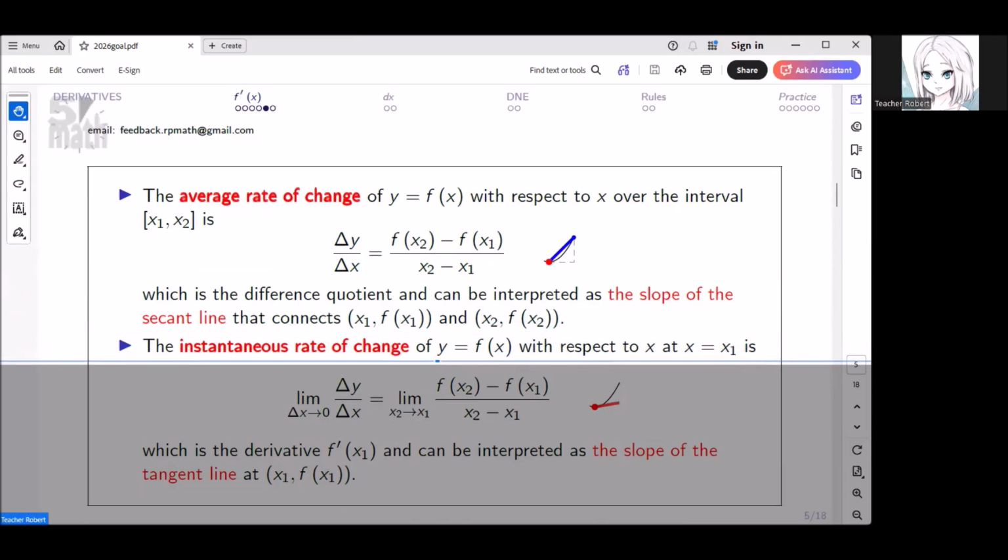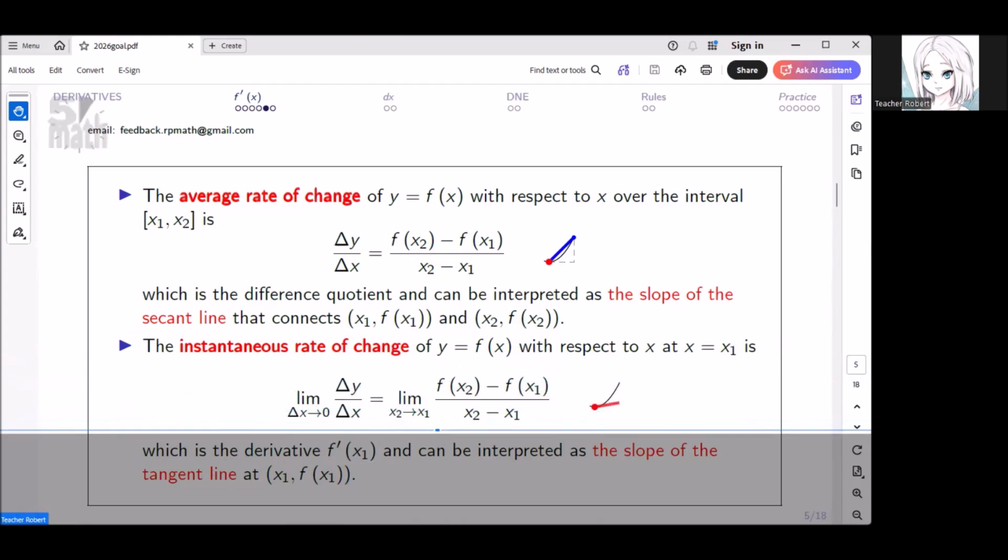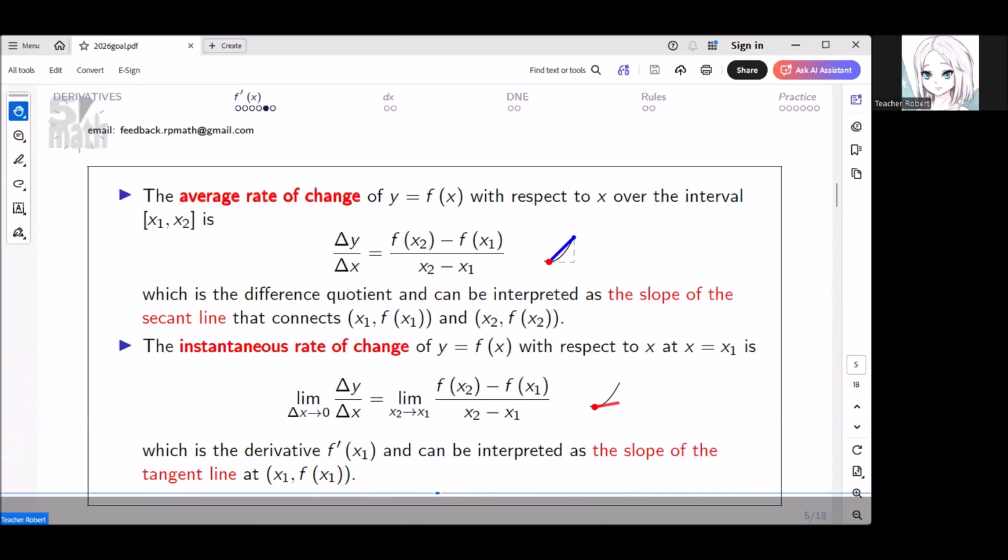The instantaneous rate of change of y = f(x) with respect to x at x = x1 is the limit as Δx goes to 0 of Δy/Δx = limit as x2 approaches x1 of (f(x2) - f(x1)) / (x2 - x1), which is the derivative f'(x1) and can be interpreted as the slope of the tangent line at (x1, f(x1)).